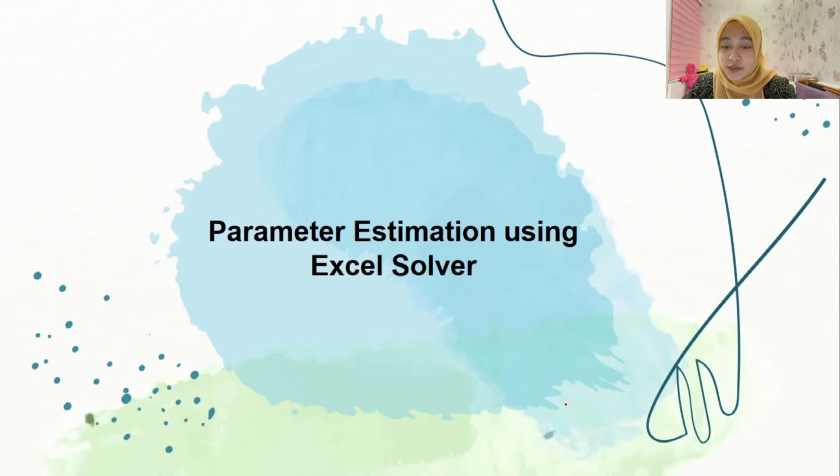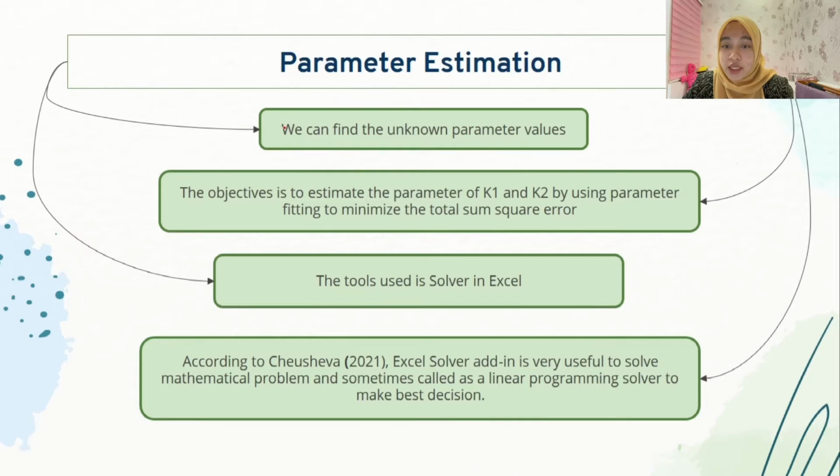Parameter estimation using Excel Solver. We can find the unknown parameter value. The objective is to estimate the parameters K1 and K2 by using parameter fitting to minimize the total sum square error. And the tool used is Solver in Excel.